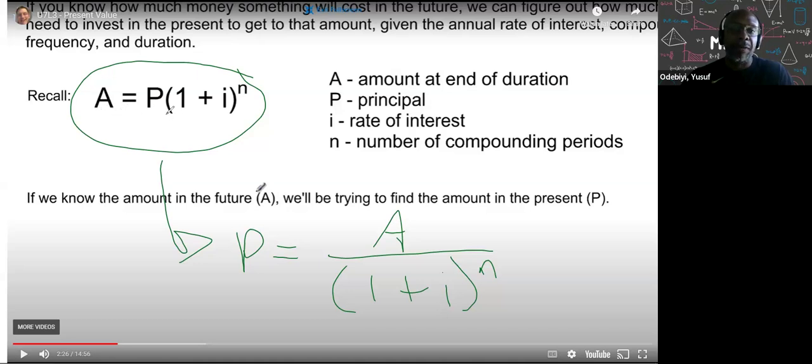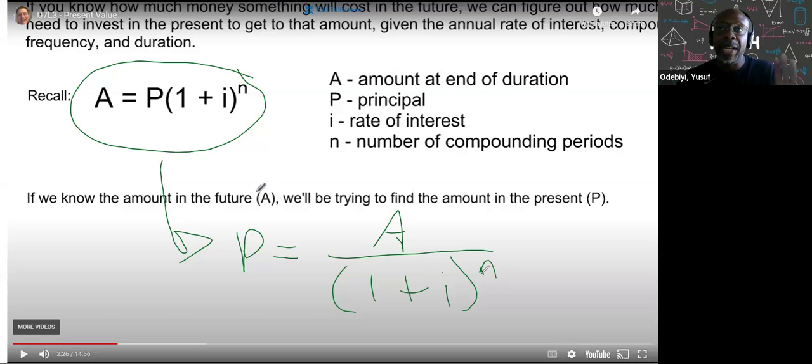compound interest formula that we learned yesterday. We need to know the principal amount, which is the starting amount. It can also be considered the present amount, and we want to figure out what the future amount is. In this case, we already know the future amount. Maybe the future amount is I want to save $5,000 in the future. That means I need to know what I need to start with.